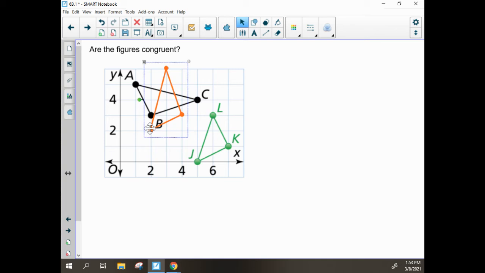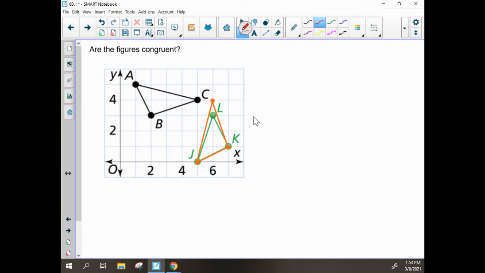So now let's try to map A to J. So if we move it down 2 units and to the right 3 units, there's an issue. As we can see, these are not congruent figures because that C right there is extended past that L and they're not going to map to each other.